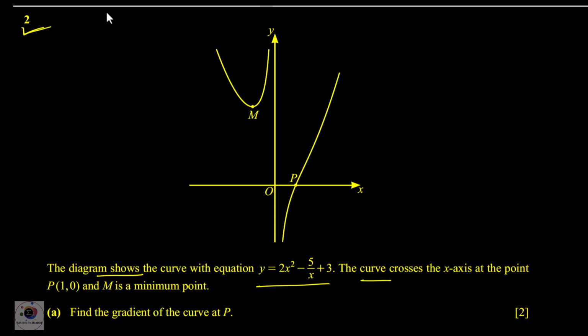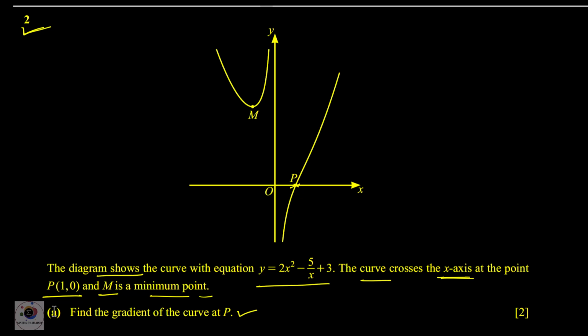The curve crosses the x-axis at the point P (1, 0) and M is the minimum point. The question is to find the gradient of the curve at P. So P is the point here. We know the gradient of the curve at any point is the same as finding the gradient of the tangent drawn at that point of the curve.